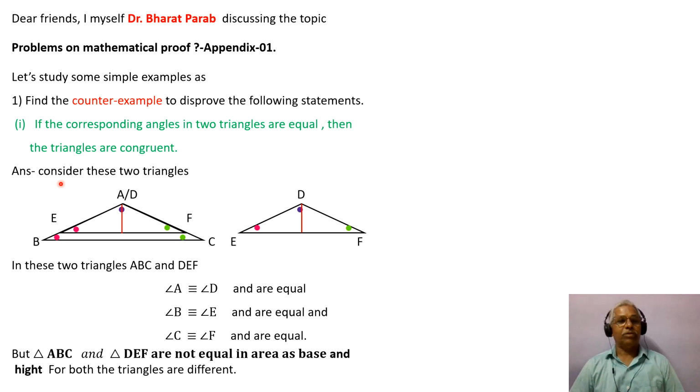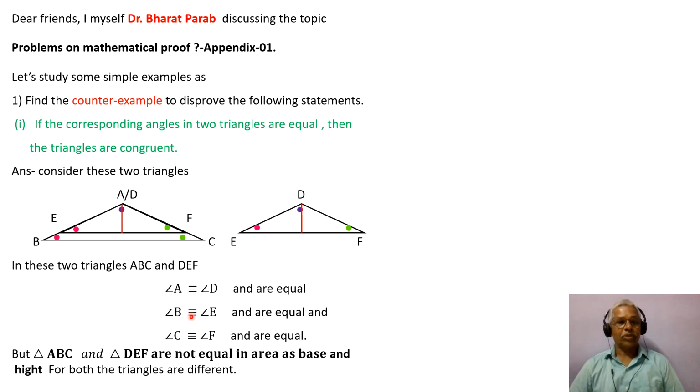Answer: consider the two triangles. ABC is one triangle and DEF is another triangle. In these two triangles, ABC, the bigger one, and DEF, angle A corresponds to angle D. This is the same angle and they are equal.